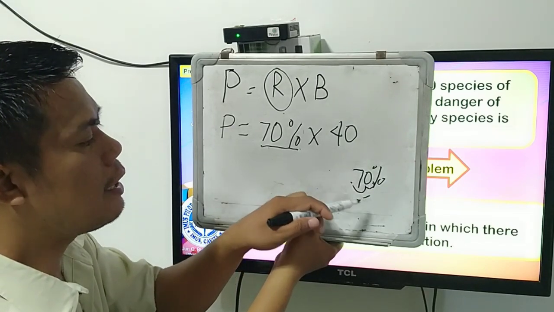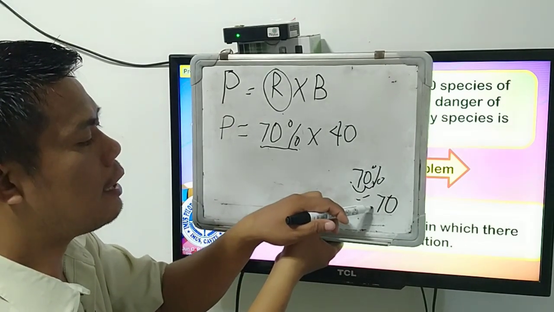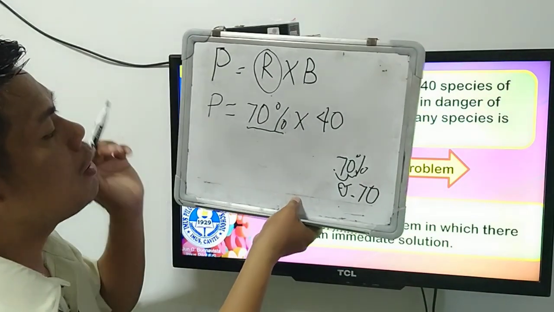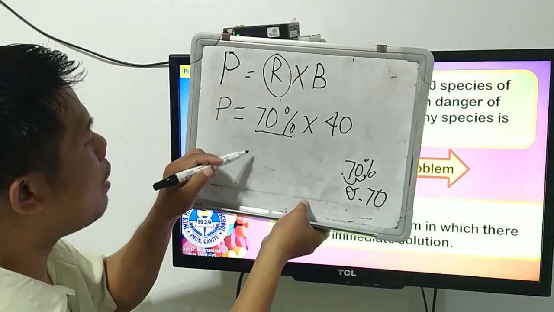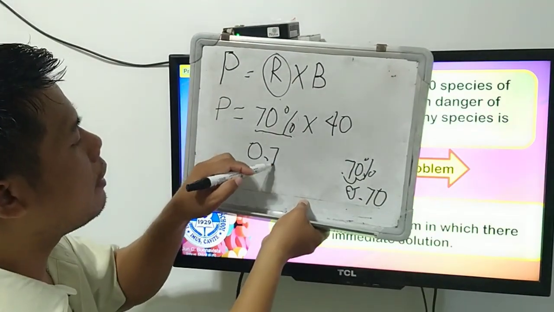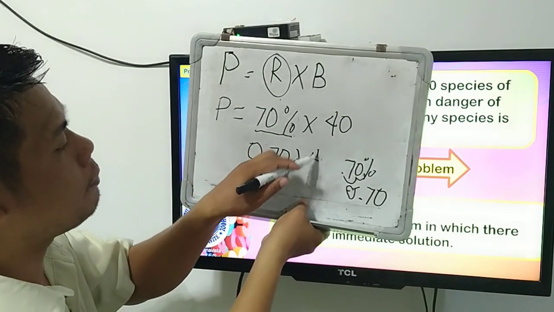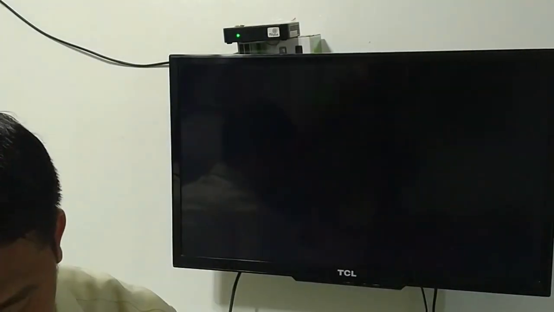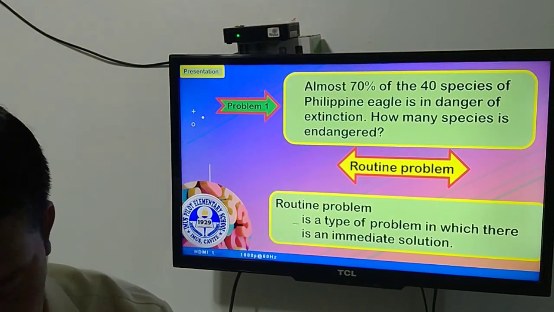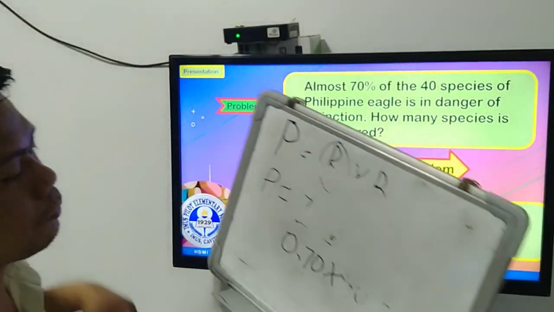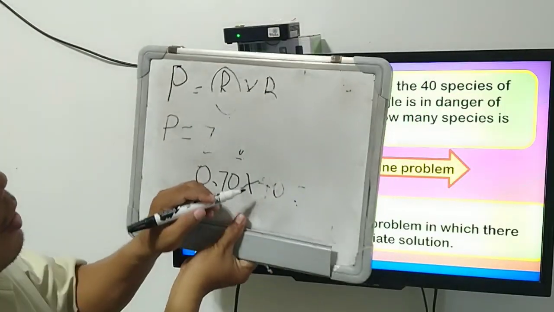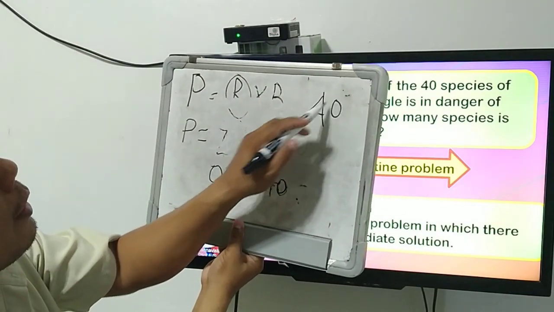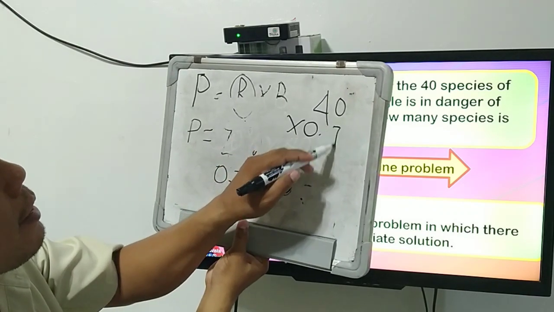So, magiging ano siya? It becomes 70 hundredths. So, nandito yung decimal points natin. Can you follow? Okay. Now, we're going to solve. So, we are going to substitute now 70 hundredths times 40. 70 hundredths times 40. So we're going to multiply 40 times 70 hundredths.